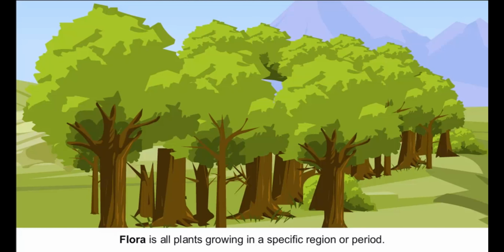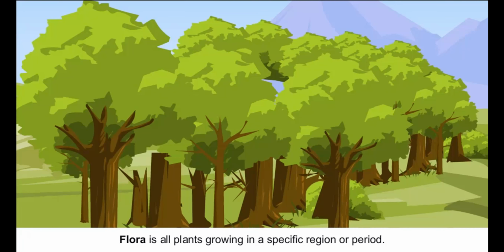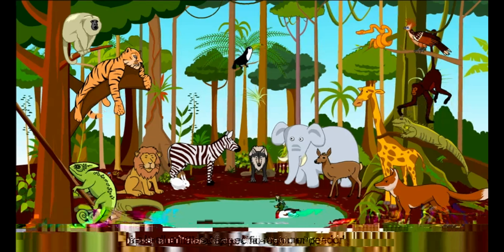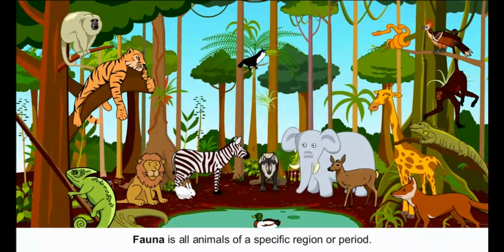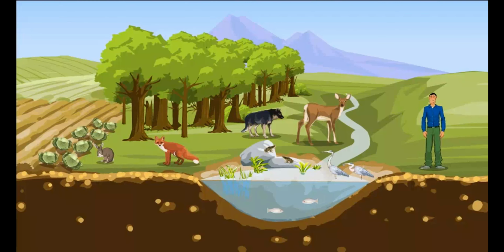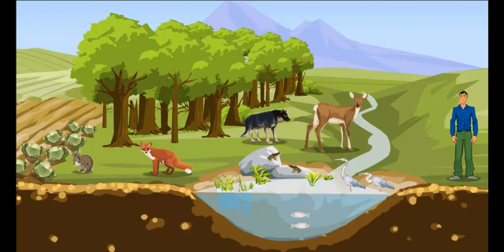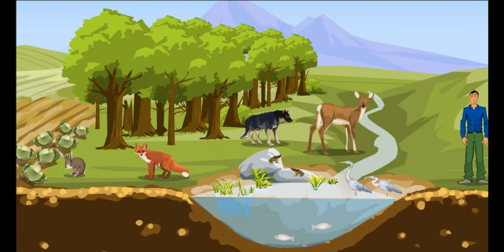Flora is all plants growing in a specific region or period. Fauna is all animals of a specific region or period. The following factors cause diversity in the flora and fauna of different regions.